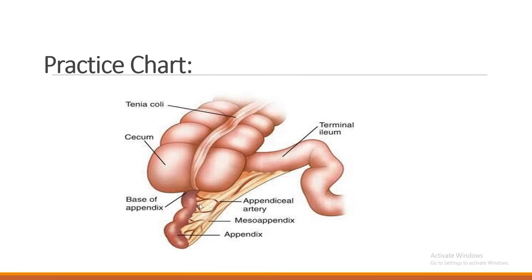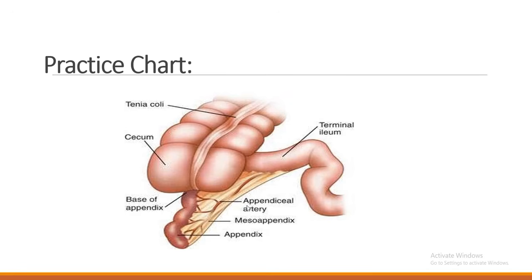The appendix is a vestigial organ, so basically there is no function with this appendix. Here are the parts of the appendix. The base of the appendix is connected to the large intestine. This is the cecum. The base of the cecum is the appendix. So this is the base of the appendix.